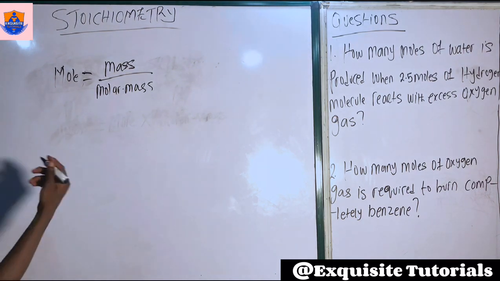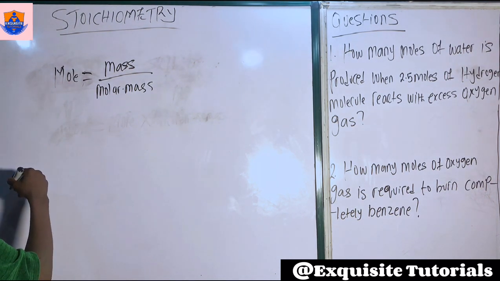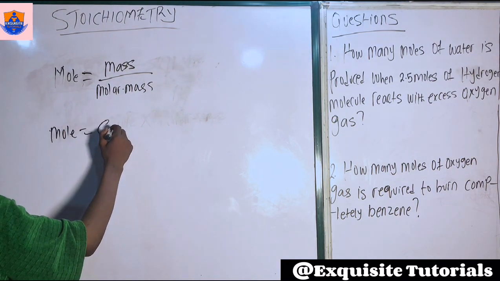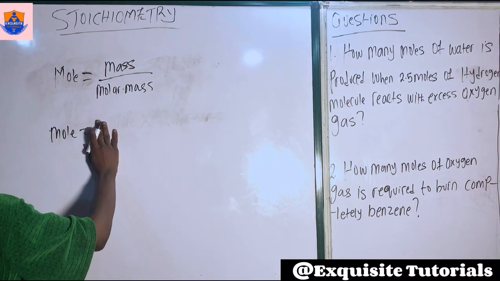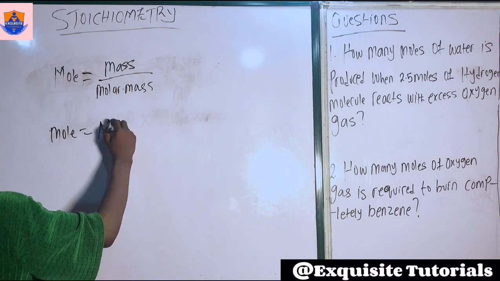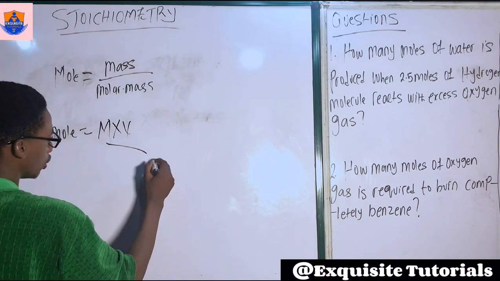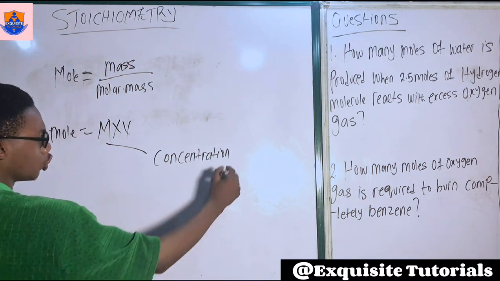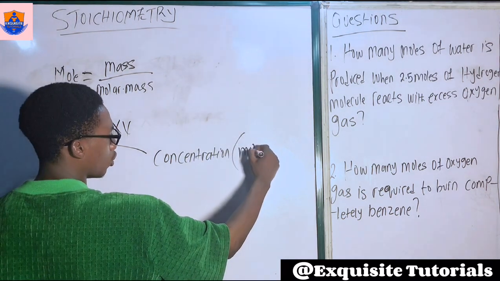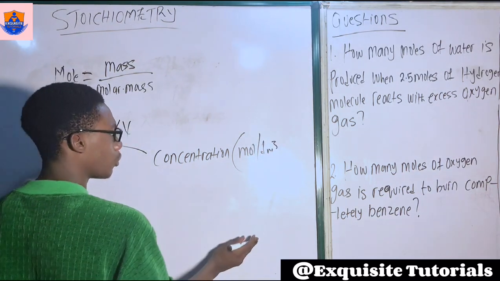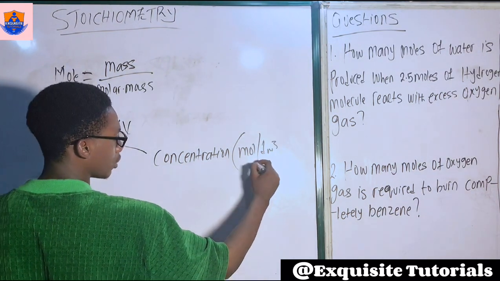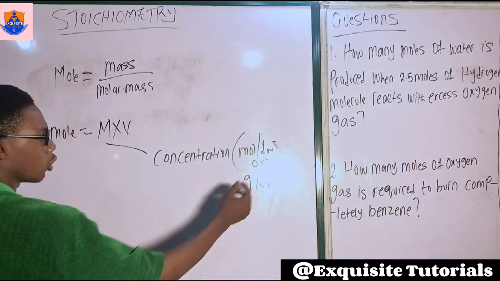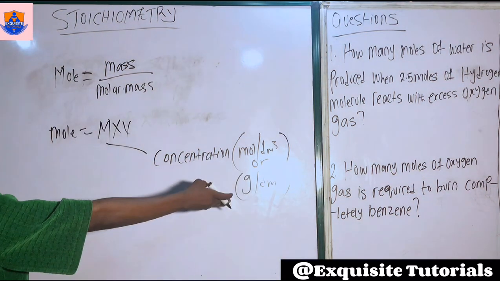All right, so now another formula we should note is mole is equal to concentration, or we can use big M, times volume. This M is called concentration. Concentration is in mole per dm cube, or grams per dm cube, any way you like it, or any way you ask.